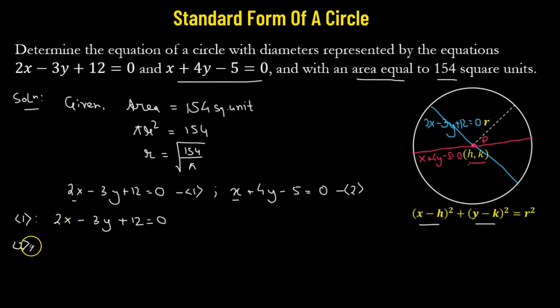That means we'll have to multiply throughout with 2. So now we get 2 times x is going to give us 2x. 2 times 4y is going to give us positive 8y. And 2 times negative 5 is going to be negative 10. So that's equals to 0.